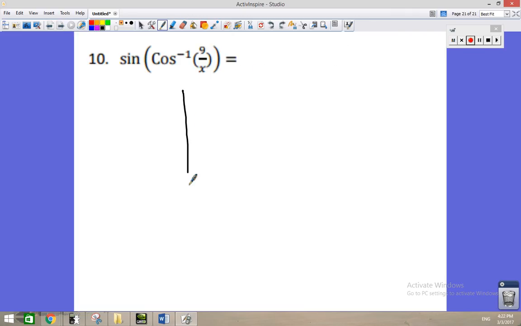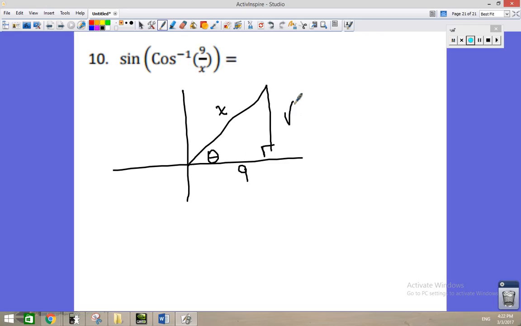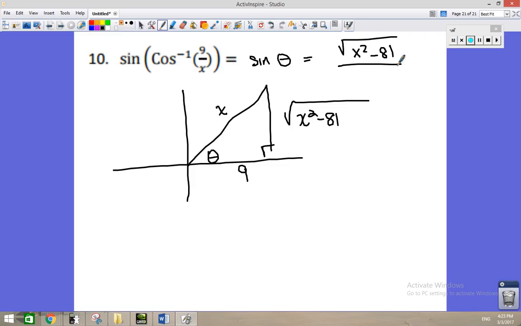Alright. If we assume that theta is in quadrant 1, or we could do it in quadrant 2, and let the adjacent side be 9, the hypotenuse be x. By the Pythagorean theorem, this is x squared minus 9 squared, which is 81. So the sine of theta is this square root of x squared minus 81 divided by x. And that's my final answer.